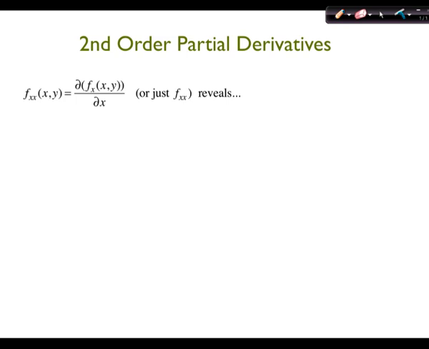All right. So the second order partial derivative with respect to x, the notation would be f_xx, or it'd be the derivative of f_x with respect to x. The partial derivative of the partial derivative with respect to x, with respect to x. That's just f_xx. What does it reveal about the function? If it's the derivative with respect to x of the partial derivative, then what would it reveal about the function?